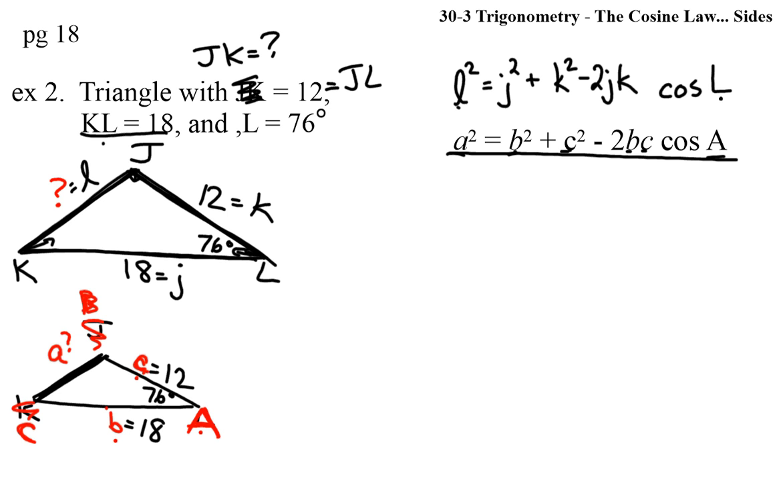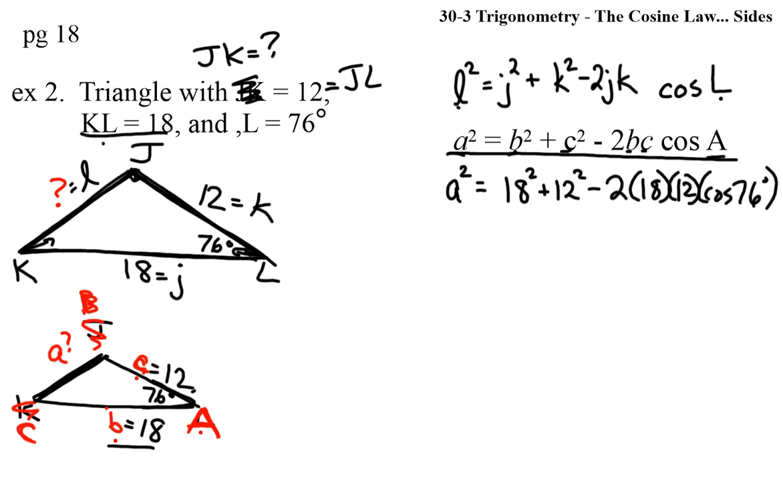So here we go. We're trying to find A squared, which is B squared, which is now 18, plus C squared, which is 12. So we have 18 squared plus 12 squared minus 2 times B, which is 18, times C, which is 12, times cosine of angle A, which is 76 degrees. So I simply took my JKL triangle, realized I'm solving for A, so I have angle A, and I then have sides B and C across from angles B and C and work accordingly.